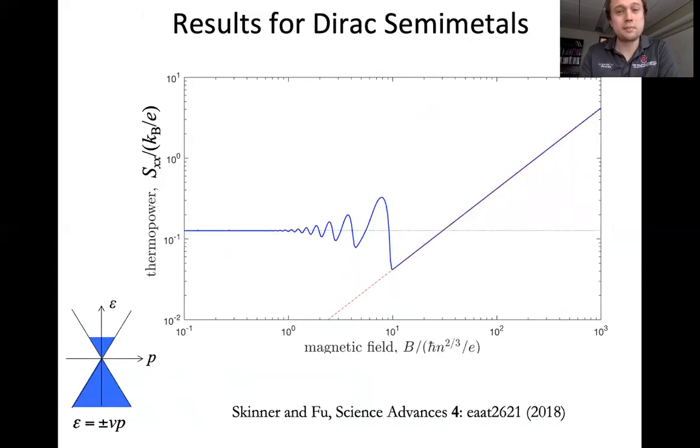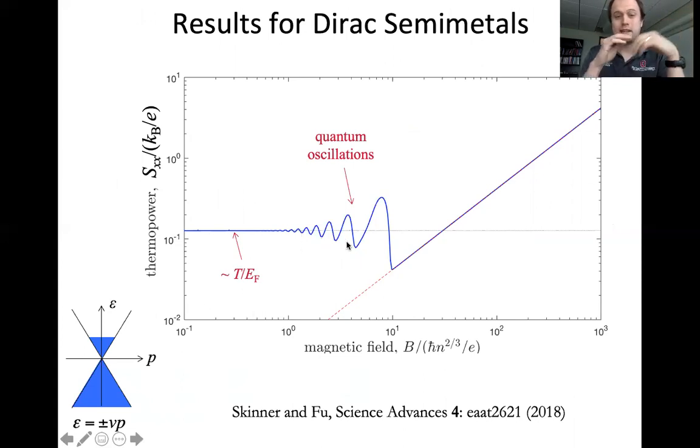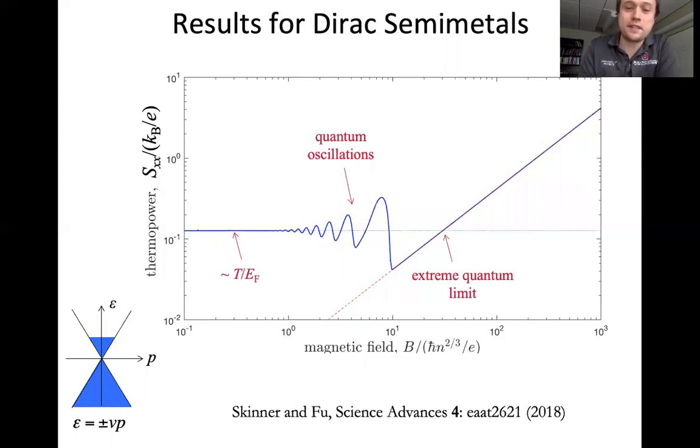Now what you can do at this point is just make a calculation of the thermodynamic entropy in a Dirac or Weyl semimetal as a function of magnetic field. What you're seeing in this calculation is that at small magnetic field, your thermal power just looks like some T over E Fermi. As you turn up the magnetic field, you start to have well-formed Landau levels, and you get oscillations in the density of states, and therefore in the entropy associated with these Landau levels. Then finally, at sufficiently large magnetic field, you enter what's called the extreme quantum limit, where only one Landau level is occupied.